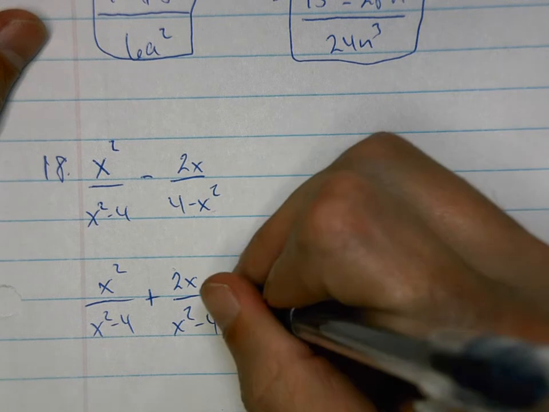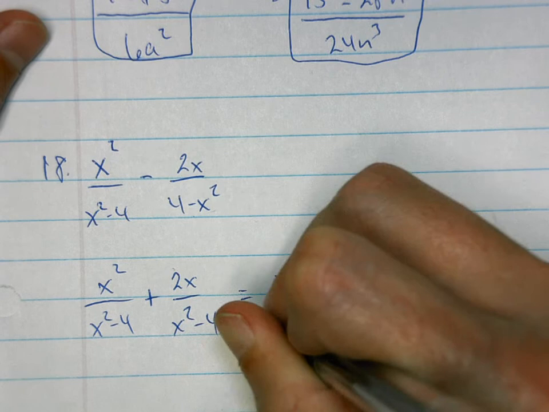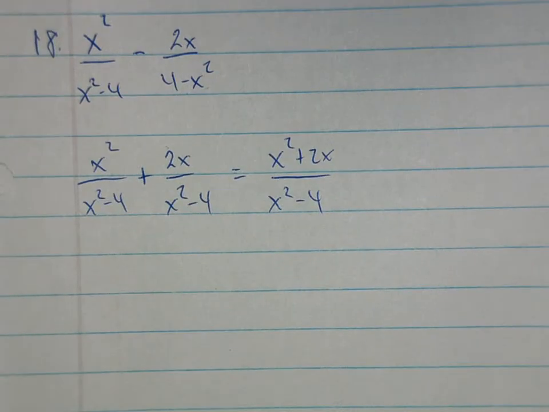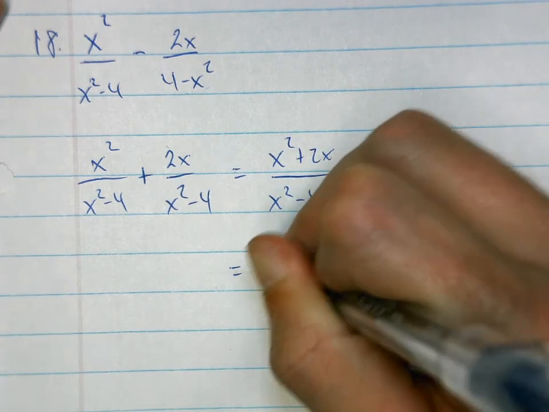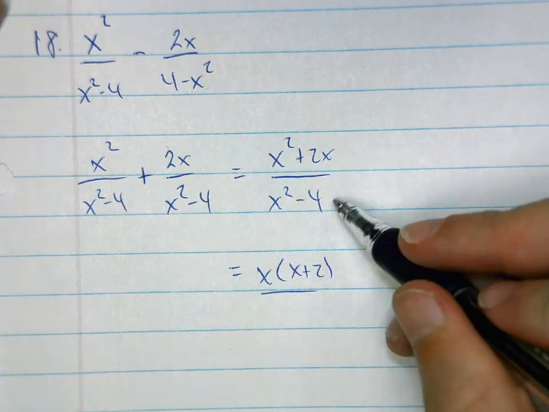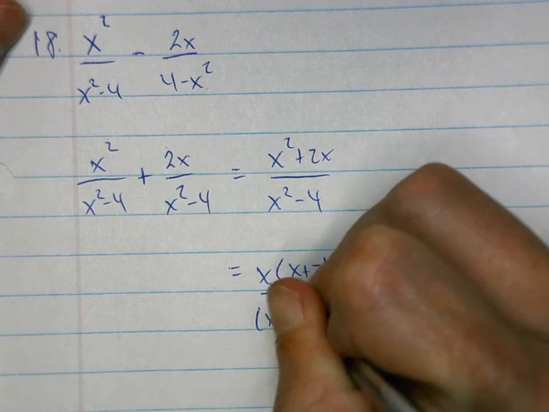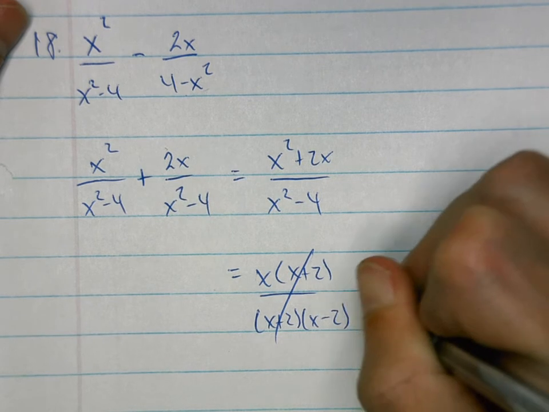Combine them together to get x squared plus 2x over x squared minus 4. And these guys will factor. On the top, we can pull out an x over x plus 2. The bottom is difference of two squares, so that would be x plus 2, x minus 2. And reduce, x over x minus 2 is our final answer.